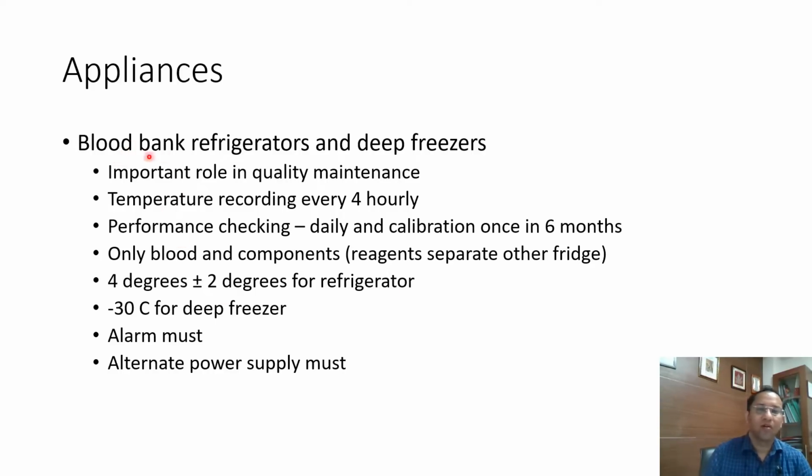Then we have the refrigerators and deep freezers in which we store the blood components. They have an important role in quality maintenance. You have to record the temperature 4-hourly. You have to check their performance. Only blood and components should be kept in those fridges.